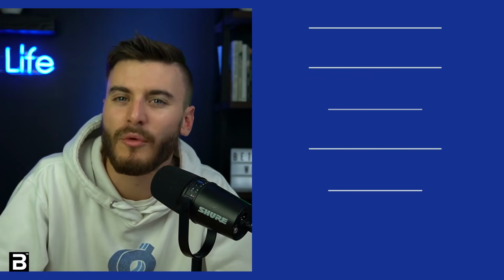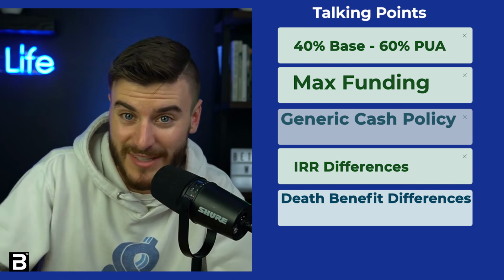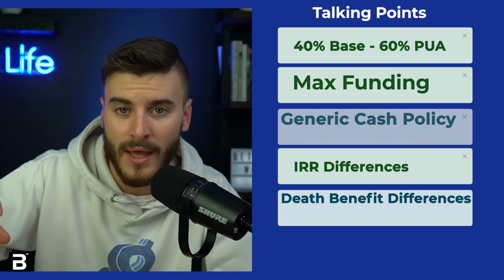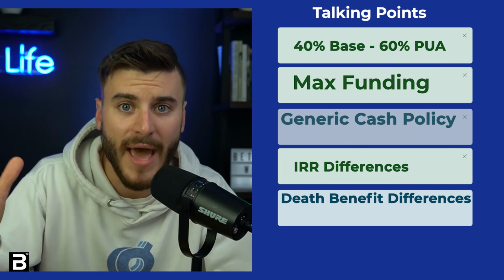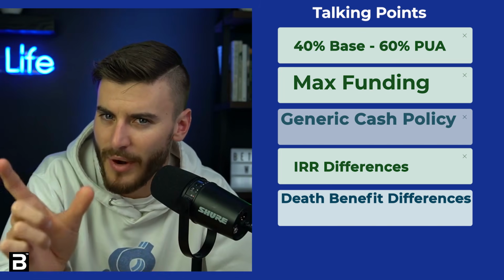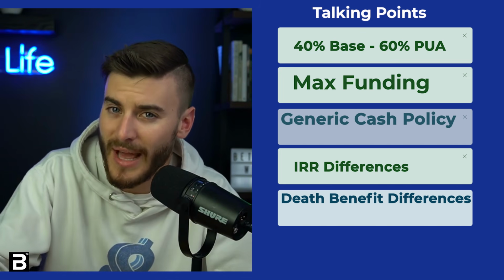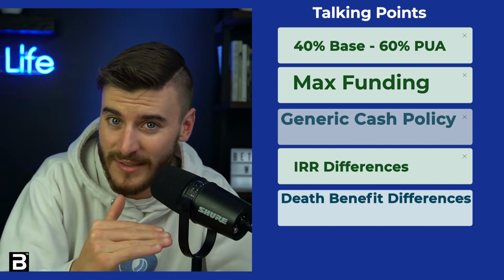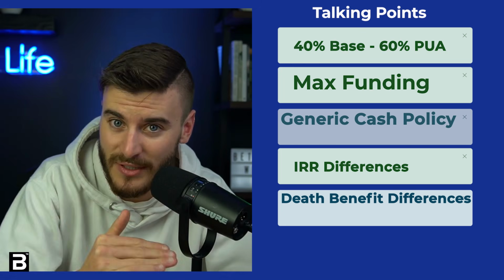We're going to then do a 60-40 or a 40-60. I'm sorry for the confusion. 40% base, 60% PUA. And you can see the pros and cons of that at Penn Mutual. And then we're going to do a max funded. And I'm not 100% sure what the breakdown of that is, but you'll be able to actually see the IRR differences of each, the death benefit differences of each.